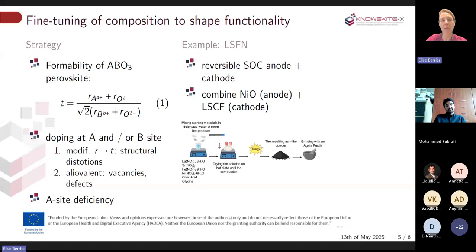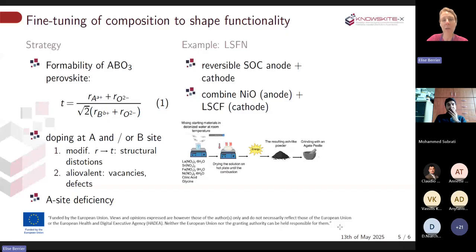Another example is to fine-tune the composition in order to fine-tune the functionality. And in case, for example, of the perovskites, by fine-tuning the composition, we are changing the radius of the cations that are at play in the material. And by doing so, we are inducing structural distortions. And we can also think of doping with isovalent or allovalent species, or even think of perturbing the stoichiometry. So this is a brilliant example obtained at INL by Yuri and Siavash on the lanthanum strontium ferrite nickelates.